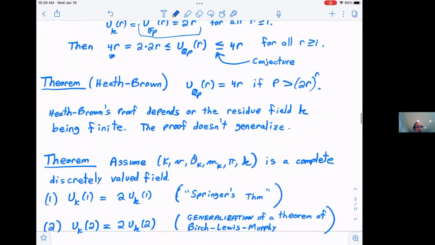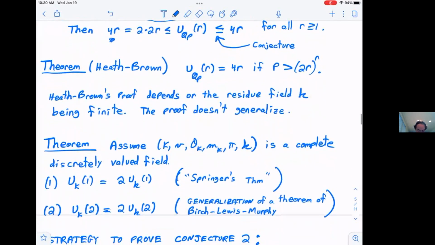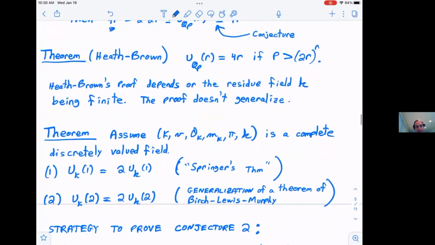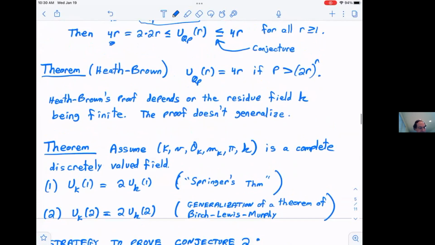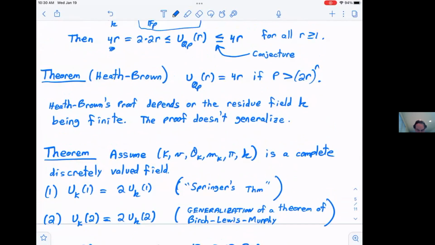For two quadratic forms, it's also true in general. What you do is you take the proof that Birch-Lewis and Murphy gave, and it's not too hard to generalize things and make the proof go through in general for an arbitrary residue field. But other than that, for the general case, I would say nothing. We don't have other results.